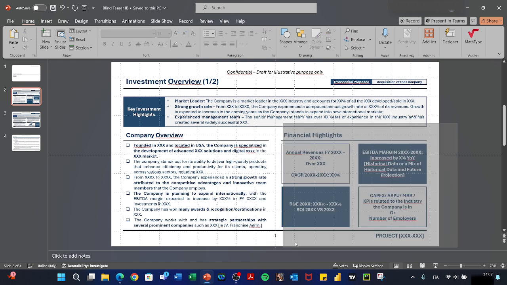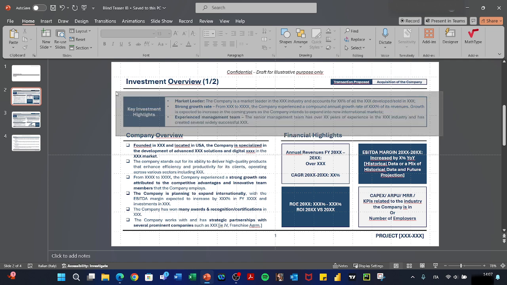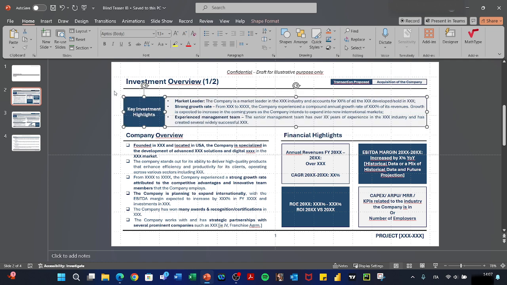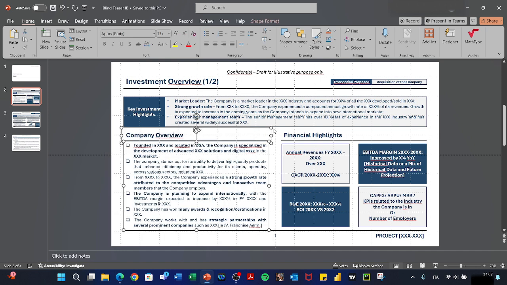Another extremely important section, in my opinion, in the first page of a blind teaser is to outline why you should buy a company. You should provide some key information about the company you're sponsoring. So, for instance, what the company does, what sector the company is in, its main products and services offered, its geographical locations and its geographical area of activities.